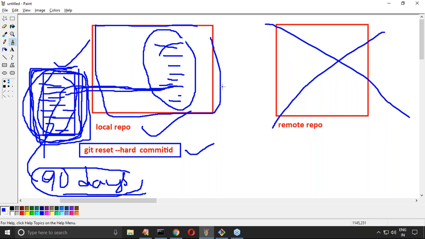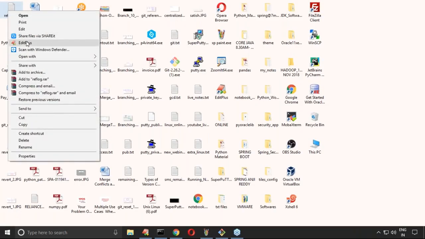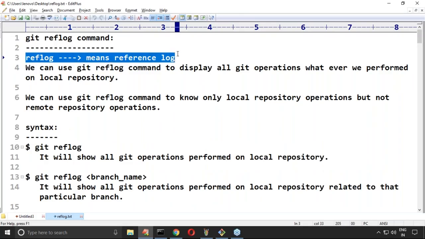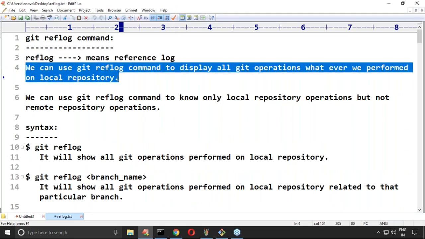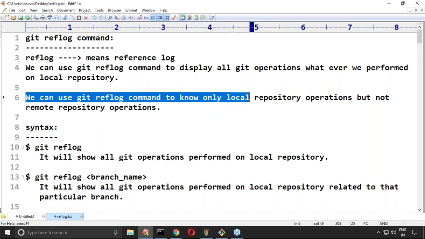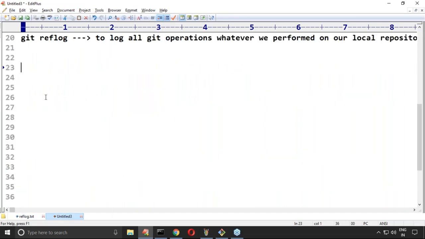You should have clear clarity. Just have a look at this terminology. What is the meaning of reflog? Reflog means reference log. We can use the git reflog command to display all git operations we performed on the local repository, but not remote repository operations. Any doubt? Okay, clear.